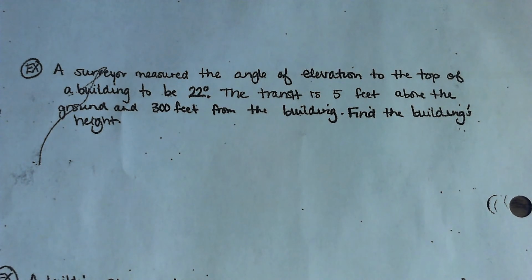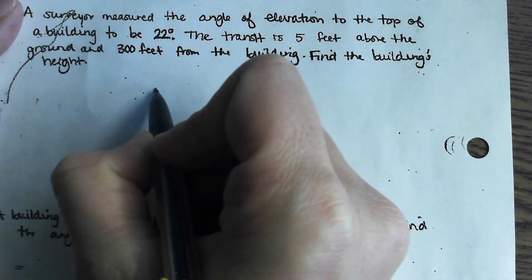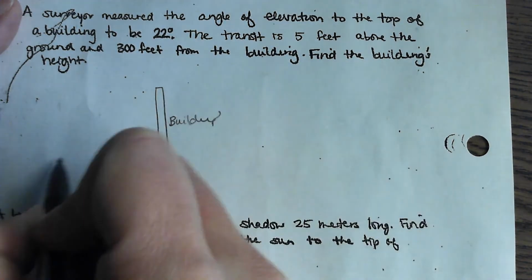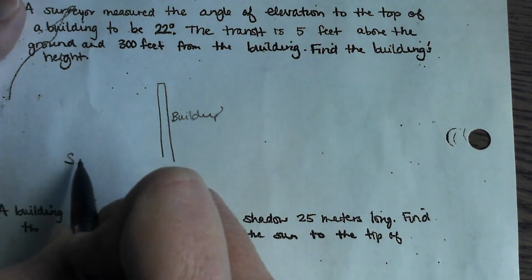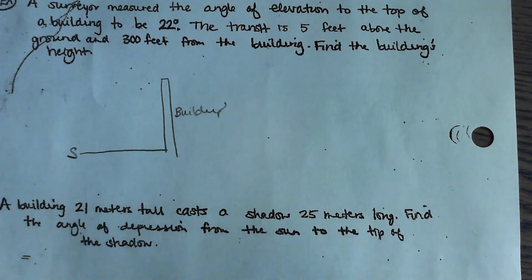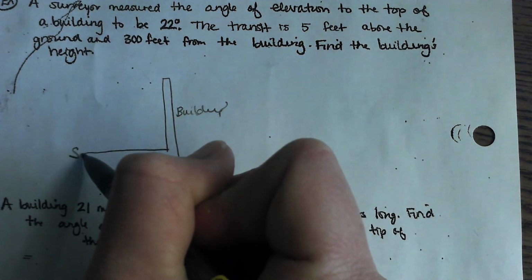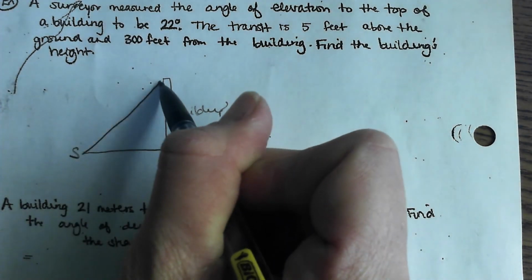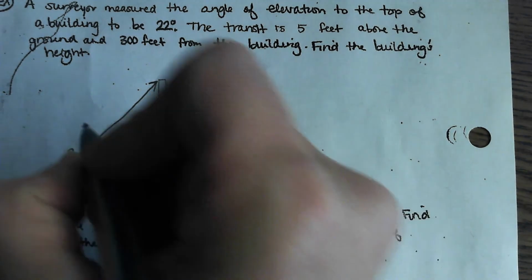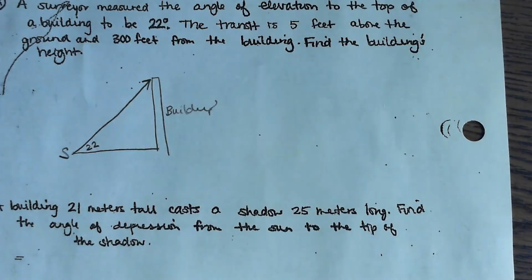All right, a surveyor measured the angle of elevation to the top of a building to be 22. Do you remember angle of elevation? Here's your building. Here's your surveyor. The angle of elevation is, I like to say, the angle with the horizontal with the line of sight. So if he's seeing up to the top of the building, there's his line of sight. This is your angle of elevation, 22.